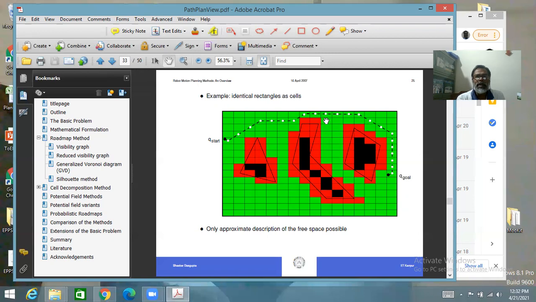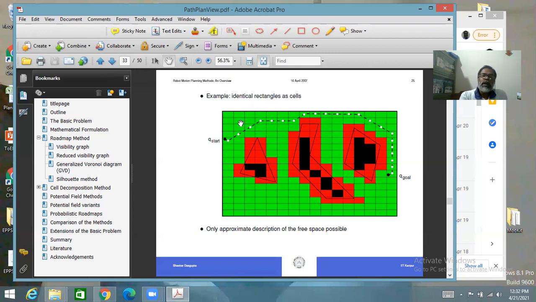Now you see, this is only an approximate description of the free cells possible. You cannot completely demarcate free and filled. You have to have something mixed if the region is of general geometry and your cells are of specific geometry. That is why it is called approximate cell decomposition. You can only do approximate.